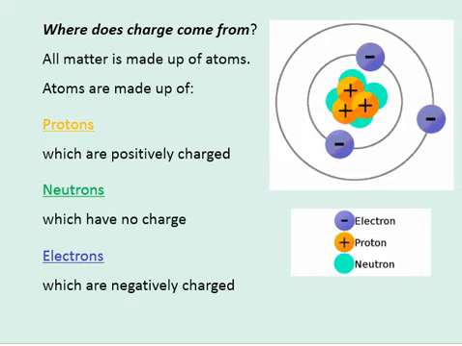Well, remember that all matter is made up of atoms and all atoms are made up of subatomic particles. I'm going to ask you to remember some chemistry here. Those subatomic particles are protons, which are positively charged, neutrons, which have no charge, and electrons, which are negatively charged. The protons and the neutrons are found in the nucleus of every atom, and the electrons are found outside the nucleus, orbiting in those energy levels.